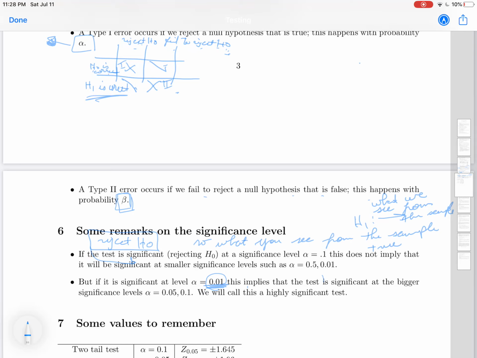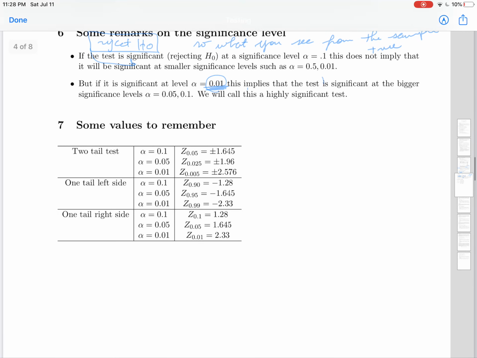I will show you how to write H0 and H1 when we see the examples. But if it is significant at level 0.01, this implies that it's going to be significant at bigger significance levels. So if you reject at 0.01, you're going to reject at 0.05 and 0.1.